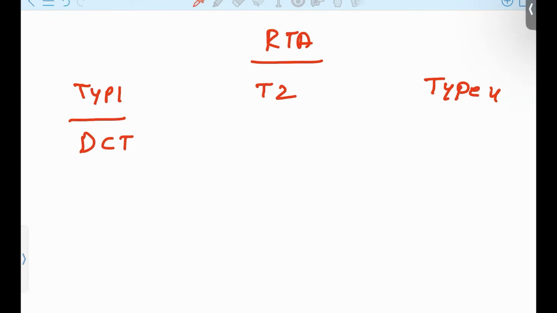Next, we'll be discussing the RTA types, renal tubular acidosis. So type 1, type 2, and type 4. Type 3 is very rare and not a significant pathology in patients. So type 1 is seen in the distal convoluted tubule, type 2 is seen in the proximal convoluted tubule, type 4 is seen in the collecting tubule. So type 4 is overall the most common cause of all RTAs.